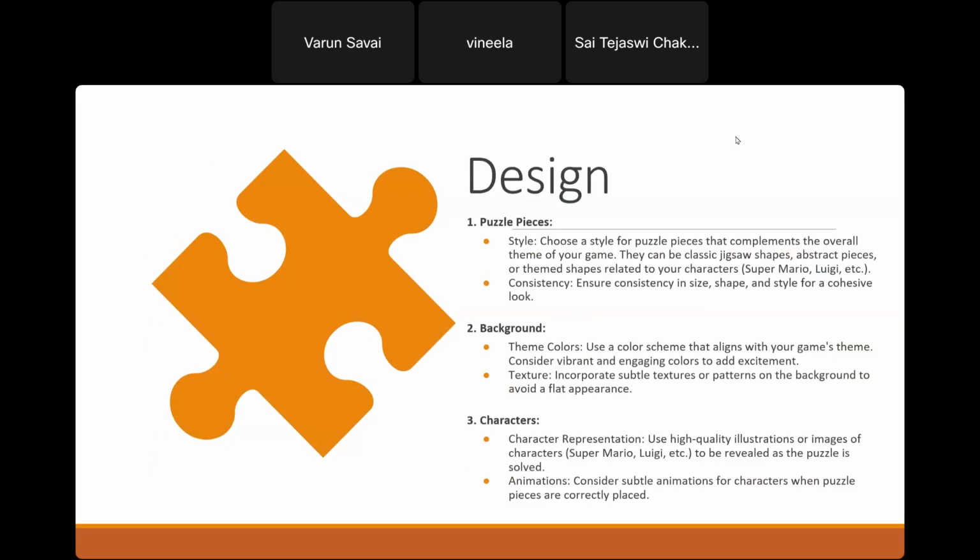For consistency, we ensured that the size, shape, and style are all consistent. For background theme colors, we used a color scheme that aligns with your game's theme. Consider vibrant and engaging colors to add excitement. Coming to texture, we incorporated subtle textures or patterns on the background to avoid a flat appearance. Coming to the characters, we used Super Mario, Luigi, and Toad, using high quality illustrations of the image to be revealed as the puzzle is solved. Coming to animations, we considered subtle animations for a character when puzzle pieces are correctly placed.